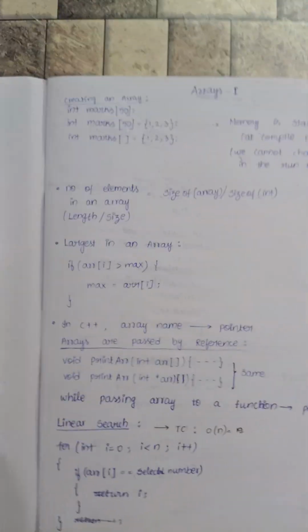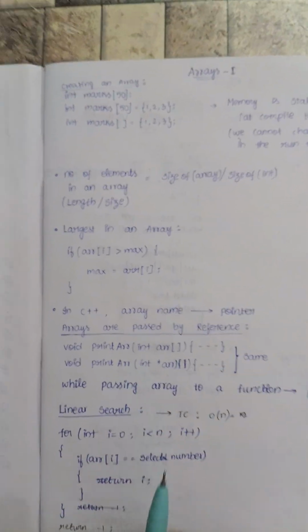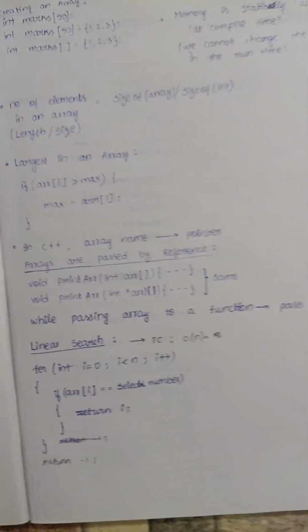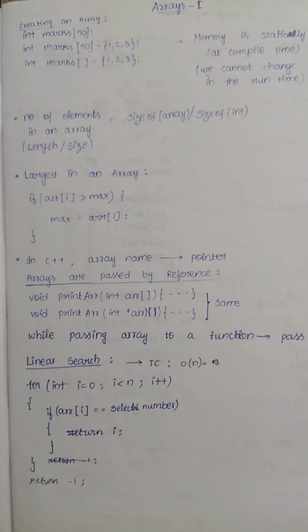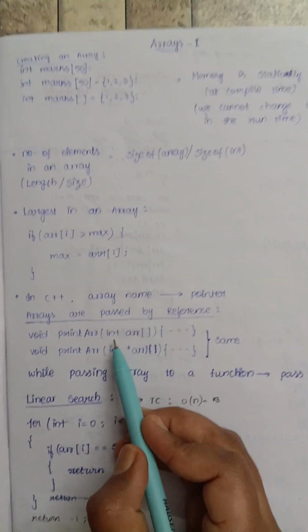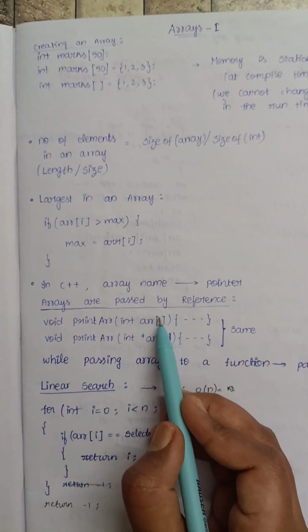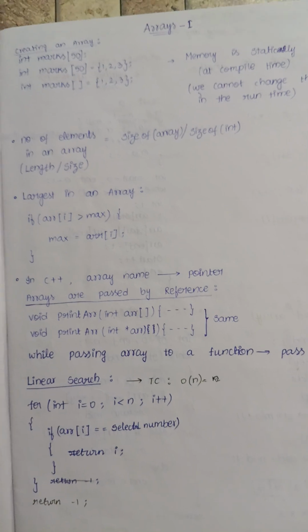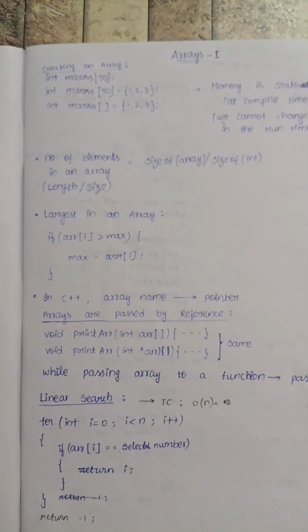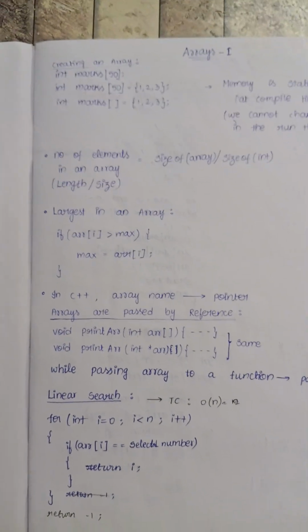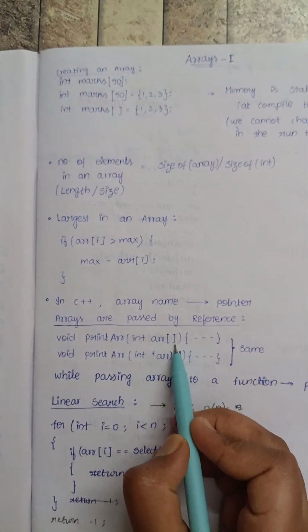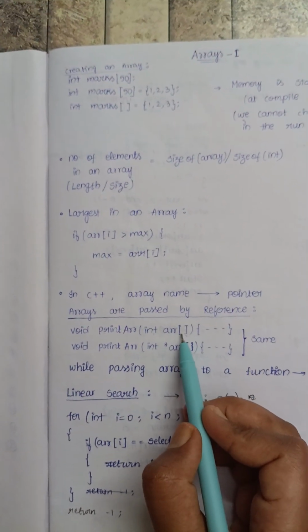Okay. This is what we can see. Now if we want to pass an array to a function, in the function definition we'll write it as int array of, and we'll take the brackets here. Close brackets here.